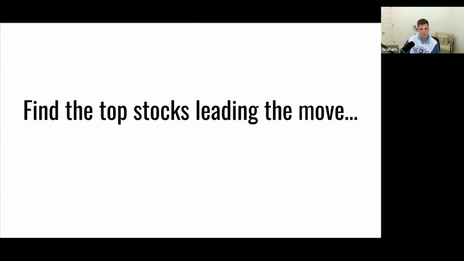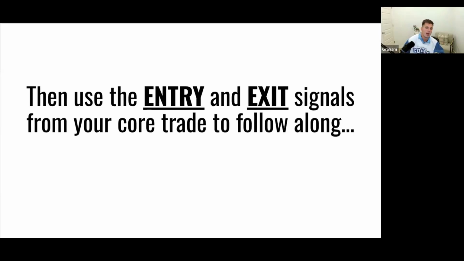So again, when all aligned, find the stocks leading the move. If it's a bullish breakout, find the strongest stocks. If it's a bearish breakout, find the weakest stocks. Then use the entry and exit signals from SPX or XSP as your core trade guideline. So when you get the entry on SPX or XSP, you can then enter Apple. And when you get the fill on XSP, you then take an exit on Apple. Does that make sense?